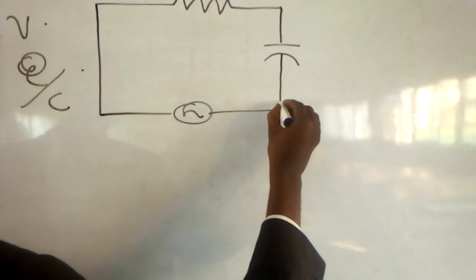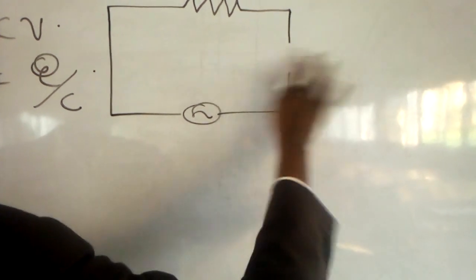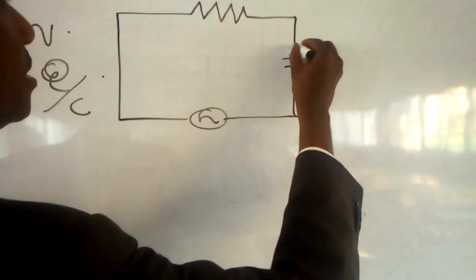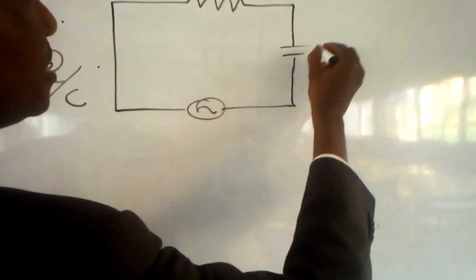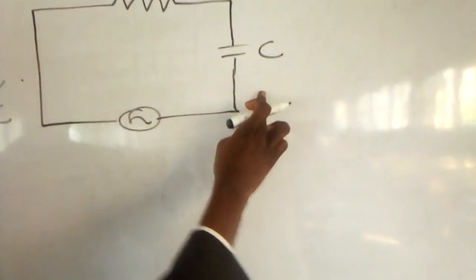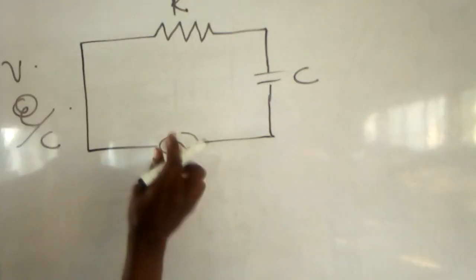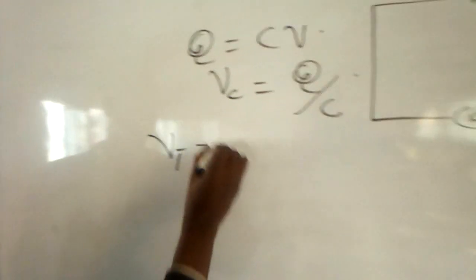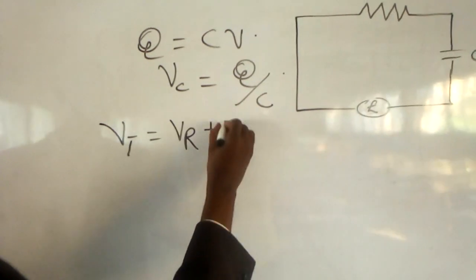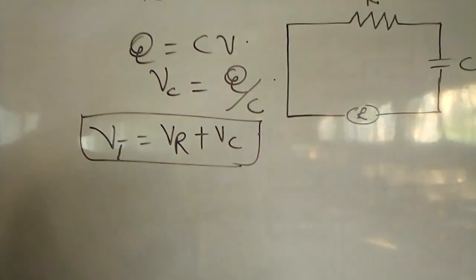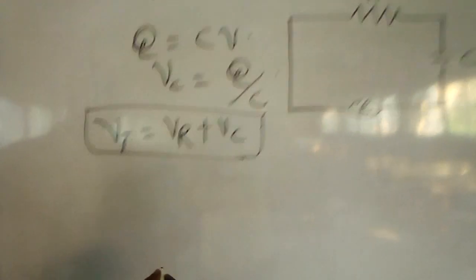So if that is noted, we could make it an equality. Let's say there is a C here. This is the capacitance of the capacitor, and this is the power source, which is E, the electromotive force. So V total is equal to V across the resistor plus V across the capacitor. Now this is Kirchhoff's relationship for a model of an electric circuit system.